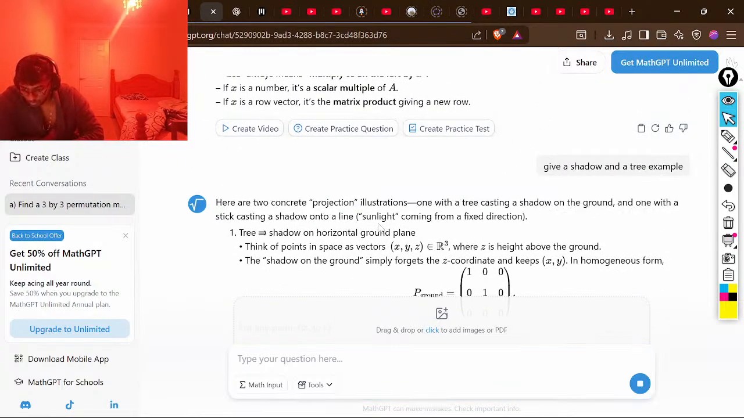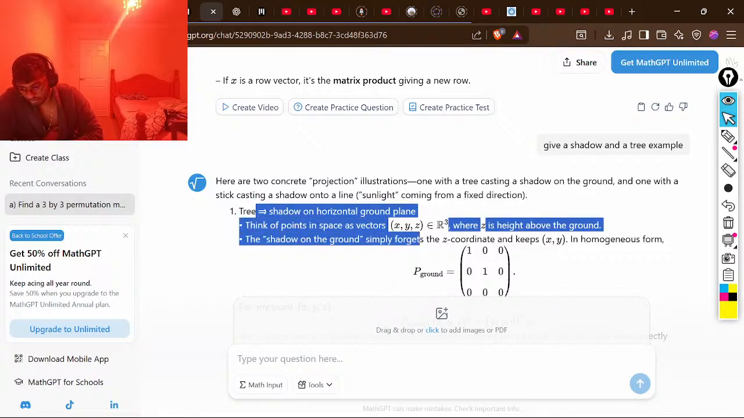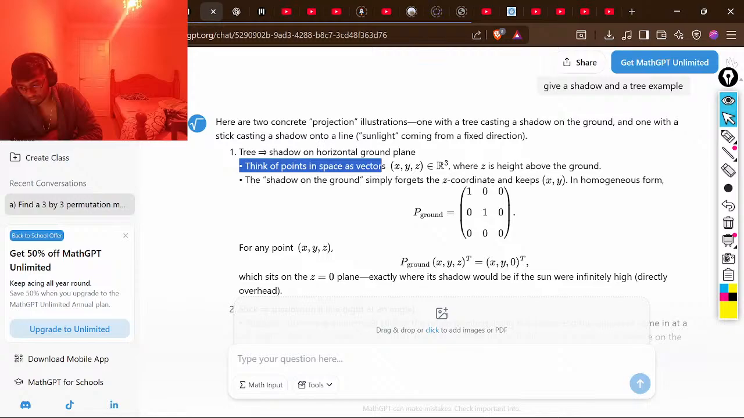Here's two concrete projection illustrations. One with a tree casting a shadow on the ground, and another one is a stick casting a shadow onto a line. Sun coming from a fixed direction. Tree. Shadow on horizontal plane. Think of points in space as vectors.